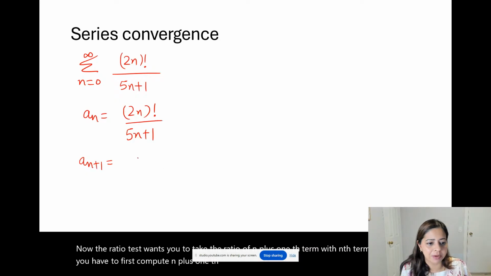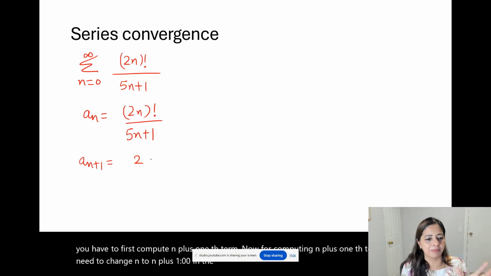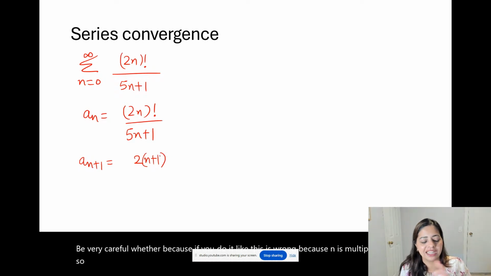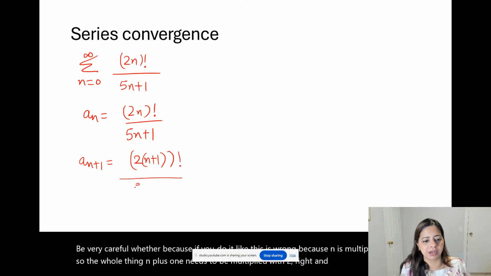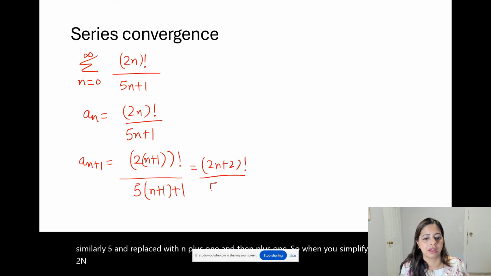Now for computing the (n plus 1)th term, you need to change n to n plus 1 in the entire expression of a_n. Be very careful with it, because if you do it like this, it is wrong, because n is multiplied with 2. So the whole thing, n plus 1, needs to be multiplied with 2, right? And factorial outside. Similarly, 5, n replaced with n plus 1, and then plus 1. So when you simplify this, it's (2n plus 2)!, 5n plus 6.